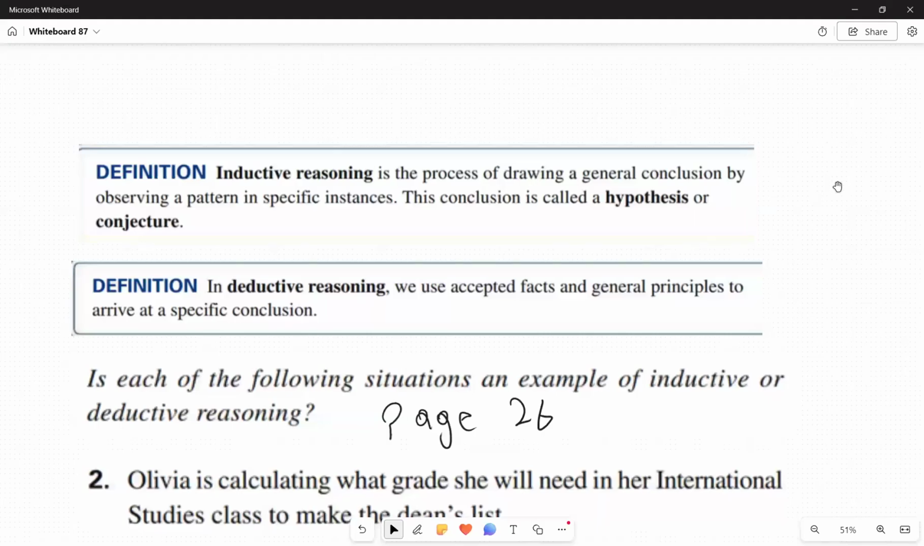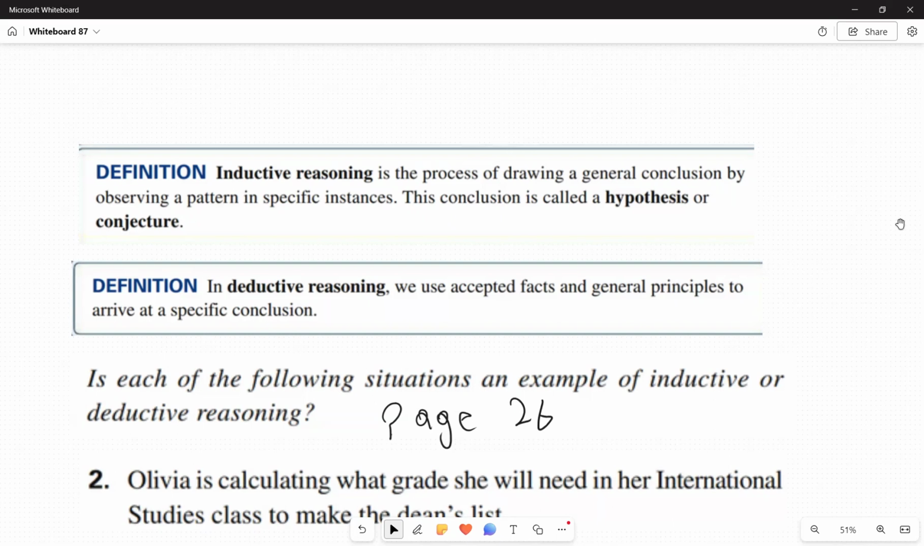Hello. In this video, I will be doing examples of inductive and deductive reasoning. So we have the definitions. Inductive reasoning is the process of drawing a general conclusion by observing a pattern in specific instances. So we go from specific facts to something more general. And in deductive reasoning, we use accepted facts and general principles to arrive at something specific.